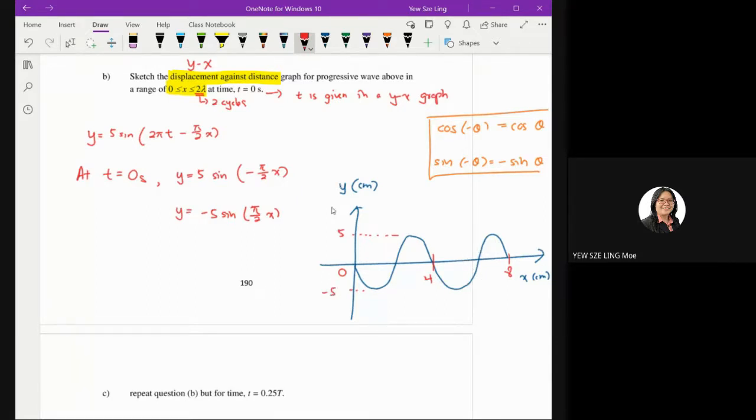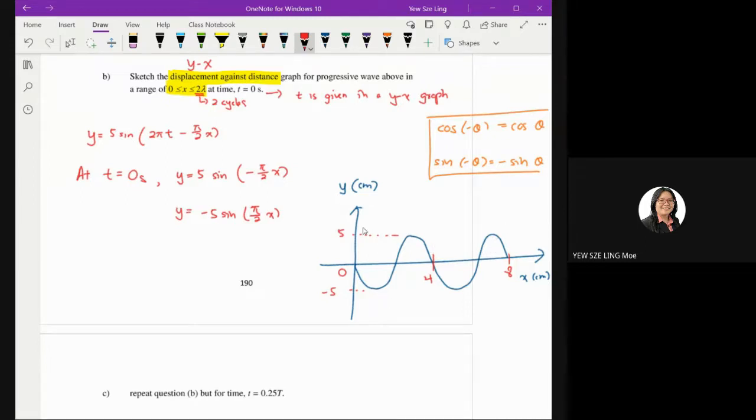So step 1, you sketch the axis. Step 2, you label it. Okay, you sketch the graph first. You sketch the shape first, and then step number 3, you label the graph. So this is the complete answer. This is the complete answer for these questions.